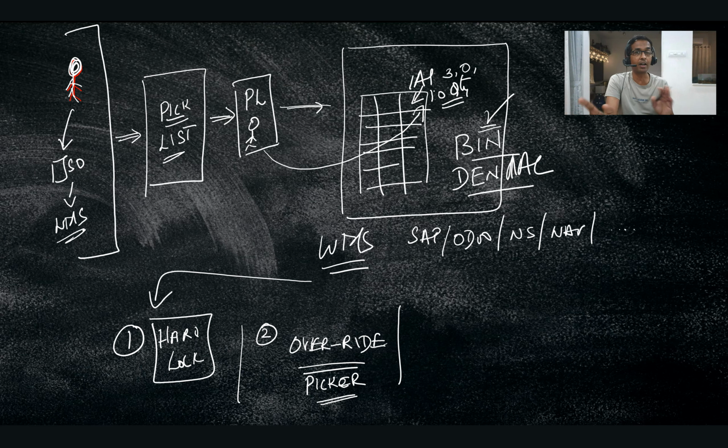So that is the difference from the hard lock. In a hard lock, there is no question of resolving it during that time itself. Okay. So the second one, the picker can go ahead and override it.